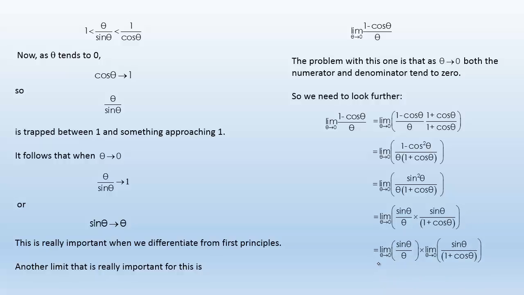So that's going to be the limit as theta tends to 0 of sine theta over theta times the limit as theta tends to 0 of sine theta over 1 plus cos theta. Now, in doing this, I'm actually saying to you that the limit of this product is equal to the product of two limits. And you're going to have to take that with me just telling you that at this stage. We've not proven it, and we're not going to prove it in this class.